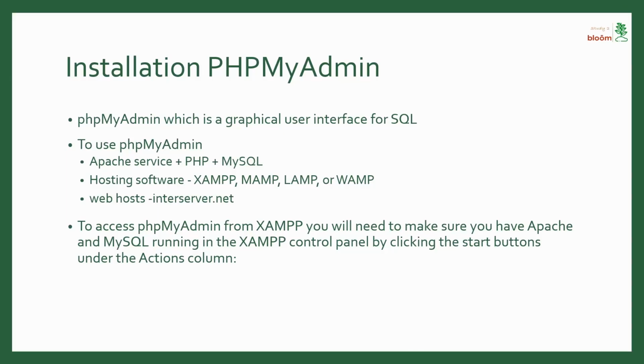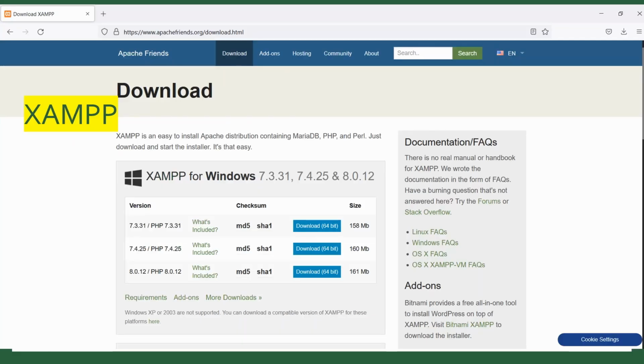How to install MySQL? First we need to install PhpMyAdmin. PhpMyAdmin is a graphical user interface for SQL. To use PhpMyAdmin, we can download the hosting software XAMPP. Let's see how to download XAMPP. Search XAMPP on Google and you will be directed to this URL. There you can download the XAMPP server according to your OS.